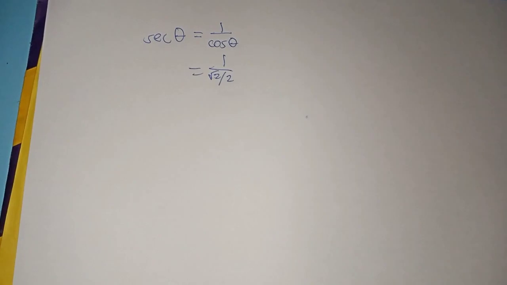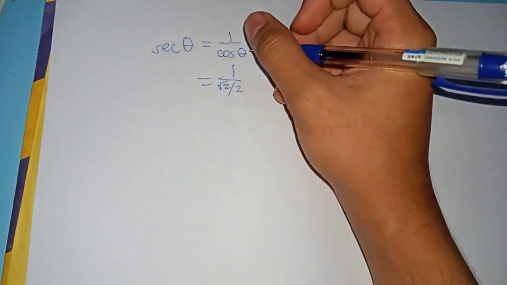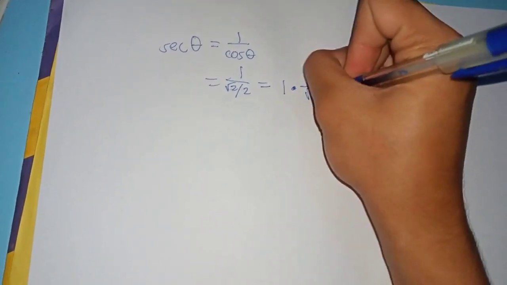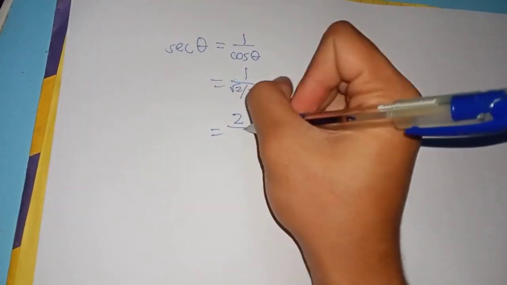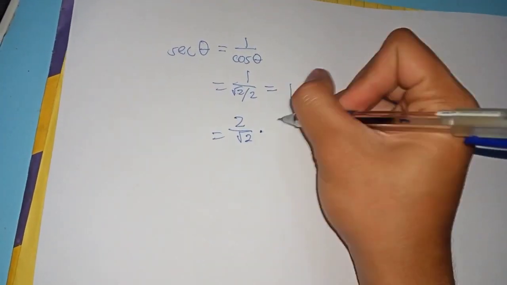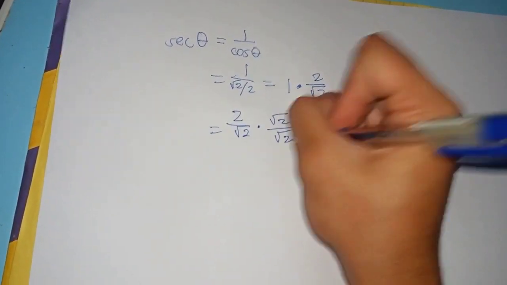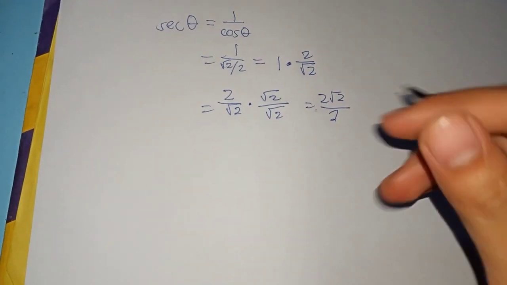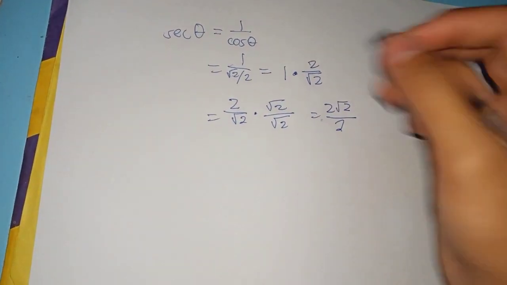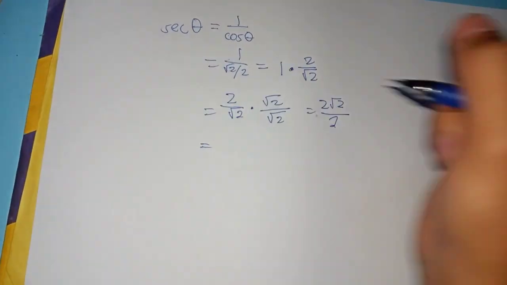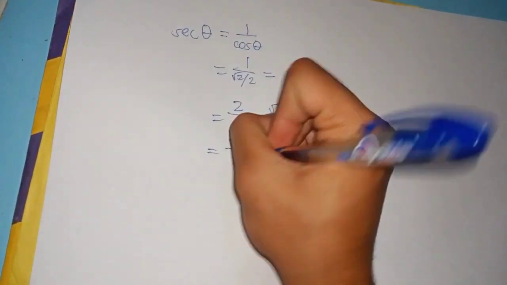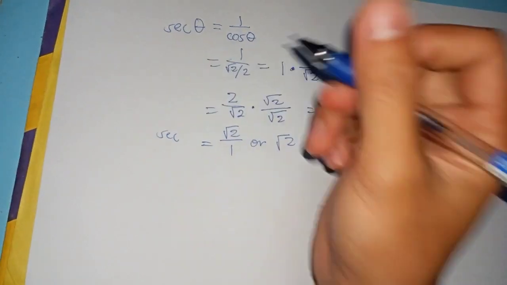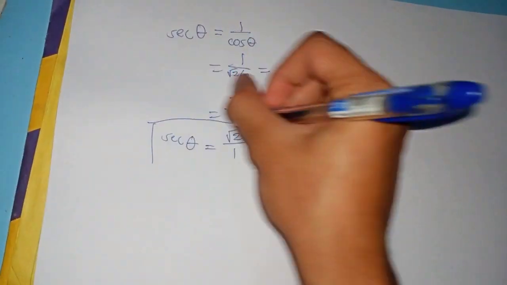Express in multiplication: 1 times 2 over square root of 2 is equal to 2 over square root of 2. Rationalize by square root of 2. So we have here 2 square root of 2 over 2. This will be expressed as square root of 2 over 1, or square root of 2. So this will be our secant theta.